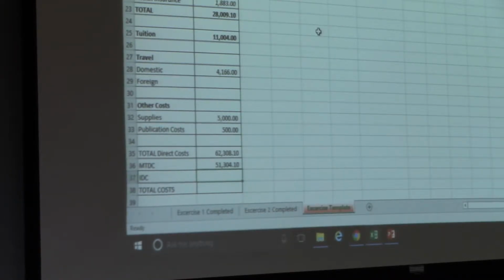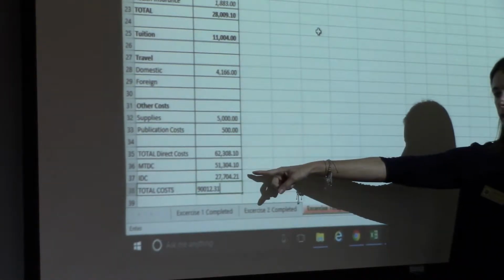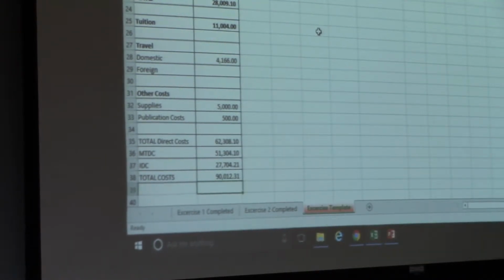Then our F&A rate, this is an on-campus federal research project, so that's 54% F&A. So you multiply your indirect cost rate by your base, so you want to multiply it by what you've excluded. So that gives us $27,000 in indirect cost. So then when you add your total direct cost and your IDC, $90,000 is what we've determined we need to budget for this proposal. Yes?